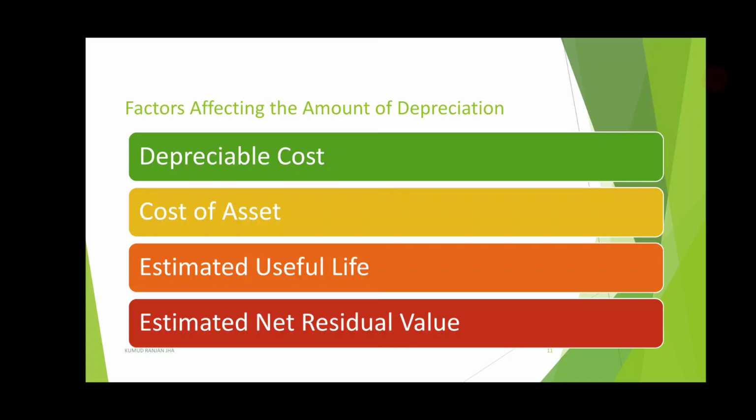Depreciable cost. Depreciable cost of an asset is equal to its cost as calculated by the assumption. Suppose the useful life of the asset is 10 years and the value of the asset is 10,000, then for 1 year the depreciable cost will be 1,000. Very simple. Then the cost of the assets.